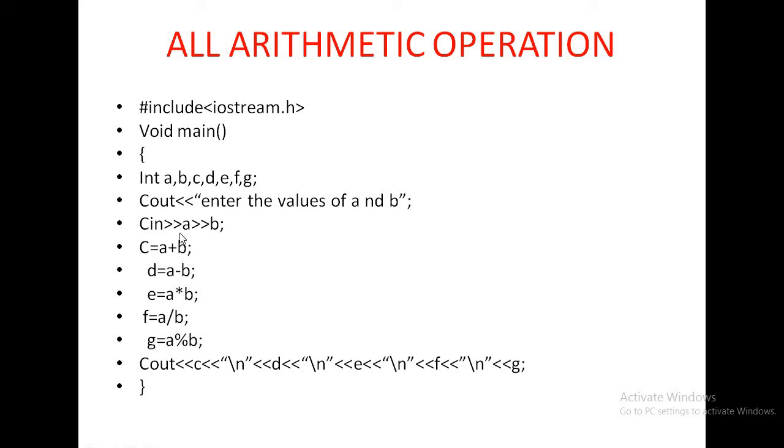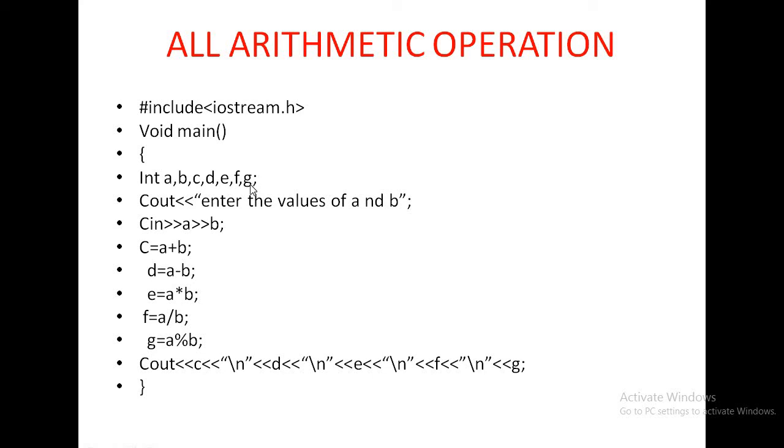So what are the different variables I have taken here? A, B, C, D, E, F, G. All are integer variables. So I am declaring here int A, B, C, D, E, F, G.